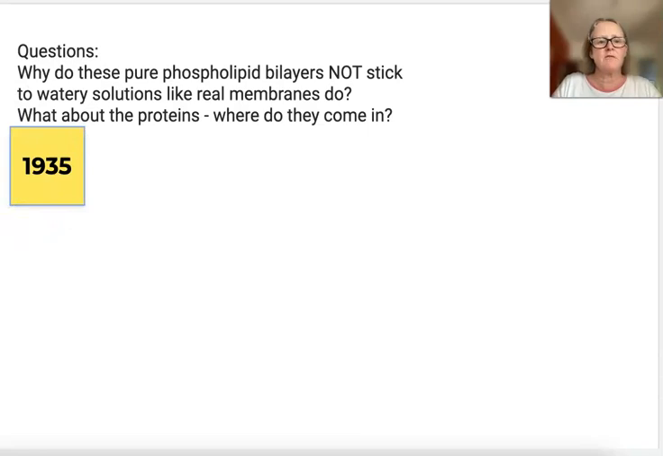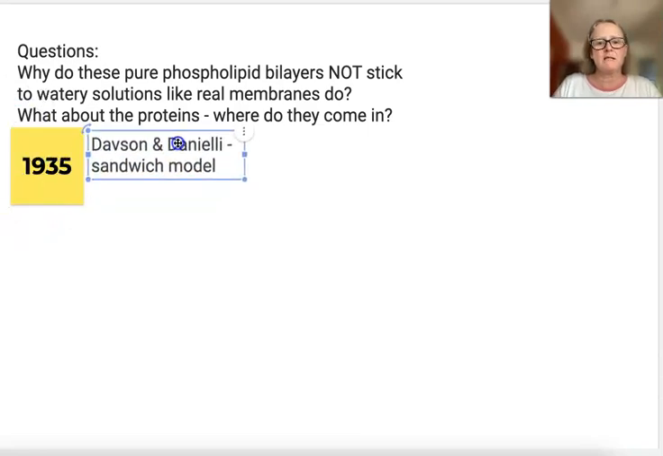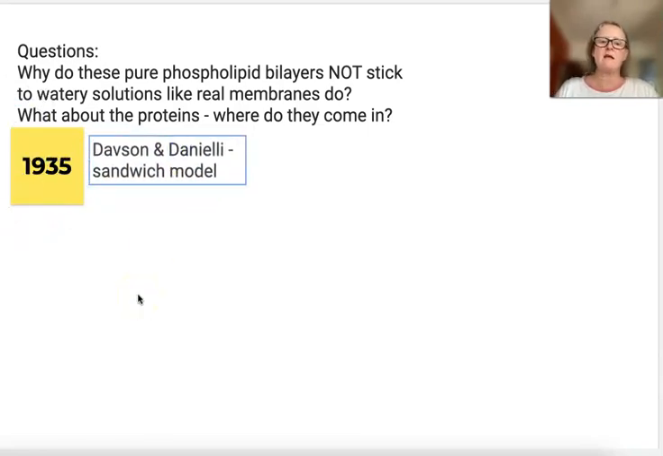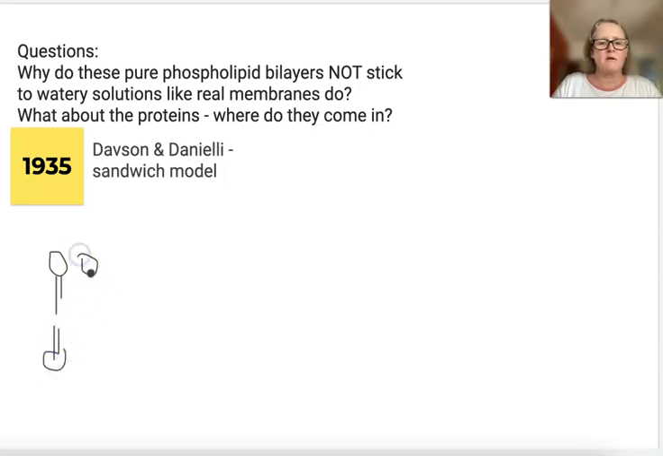So in 1935, two experimenters called Davson and Danielli looked at the problem of the missing proteins and proposed a sandwich model. Their model looks like this. They have the phospholipid bilayer in the center. So here are my phospholipids in the center, forming a two-layer structure with the hydrophobic bit in the middle and the hydrophilic bit on the outside.